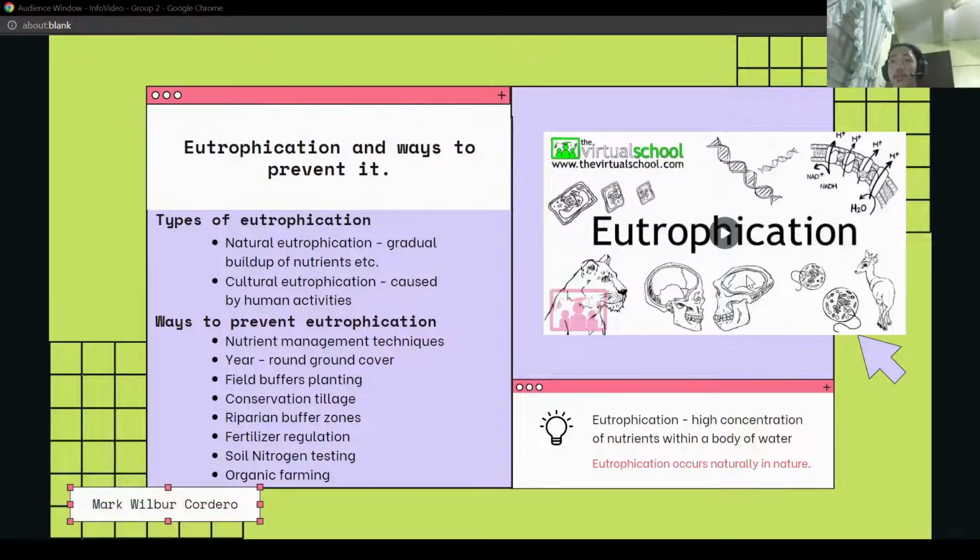So moving on to the next part, I will now discuss eutrophication and the ways on how we can prevent it. First, eutrophication is the process in which a high concentration of nutrients, mainly nitrogen and phosphorus, infiltrate a body of water. These nutrients serve as a food source for microorganisms, algae, and plankton. When food is abundant for these organisms, an algal bloom occurs. This can create new life entering the water ecosystem, which also leads to a higher mortality rate within the ecosystem.